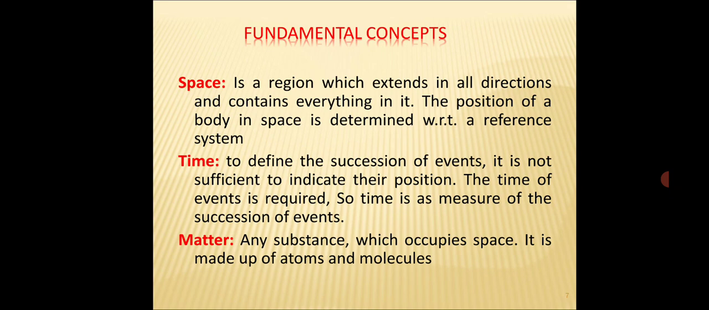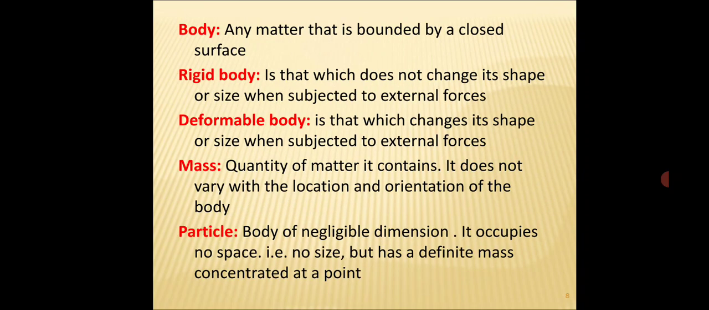What is matter? It is any substance which occupies space. It is made of atoms and molecules. So what is a body? A body is any matter that is bounded by a closed surface. We call a human a body. Why do they call it a body? The substance inside our body has been closely packed by means of skin. That is called a body.